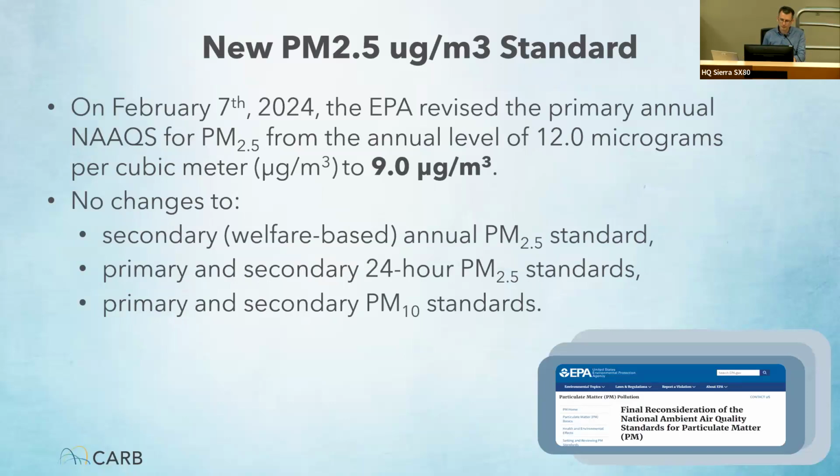So this new PM 2.5 standard was finalized February 7th, 2024. It was revised to 9 micrograms per meter cubed, down from the previous standard set at 12 micrograms per meter cubed. And this is an annual standard. So you're looking at the PM 2.5 concentrations over the course of a year. When this standard was revised, there were no changes to any of the other particulate matter standards. So PM 2.5, the annual standard, is just one of a few different particulate matter standards that EPA sets. And specifically, they only revised the annual standard in this round of reviews.